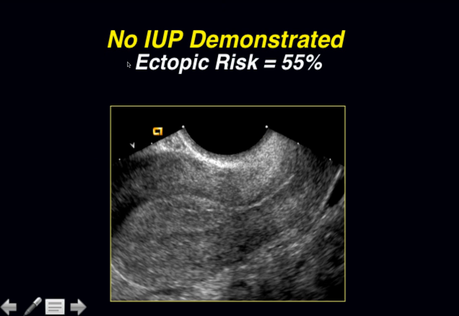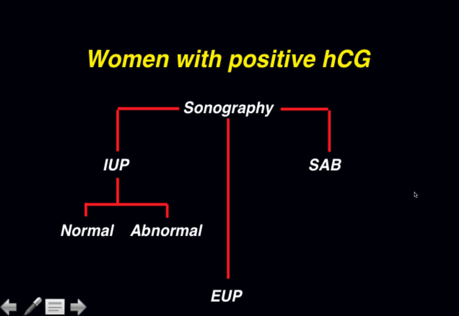Now, in a standard population, no IUP demonstrated, the risk is 55%. So here we have a patient where we can see the endometrial cavity well, we search it, there is no visible intrauterine pregnancy, risk now 55%. What is it that most women have when they are suspected of having an extrauterine pregnancy? Well, as we said, most of them have an intrauterine pregnancy, and most of those will have a normal intrauterine pregnancy. Second is the abnormal intrauterine pregnancy.